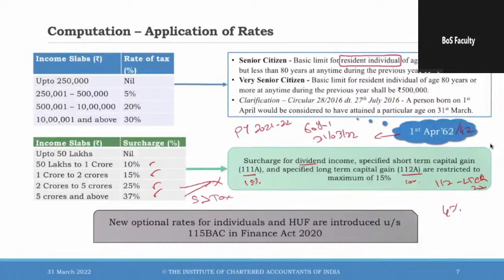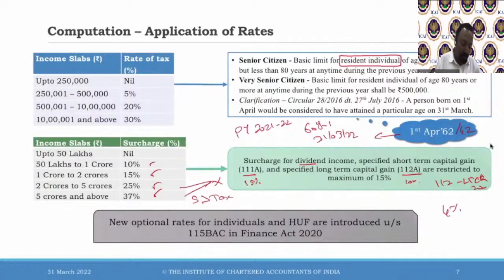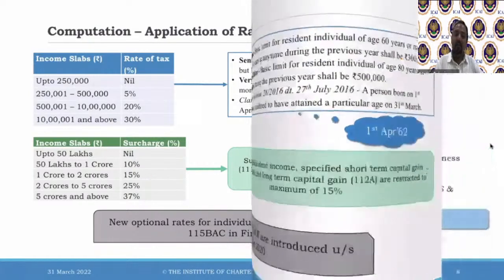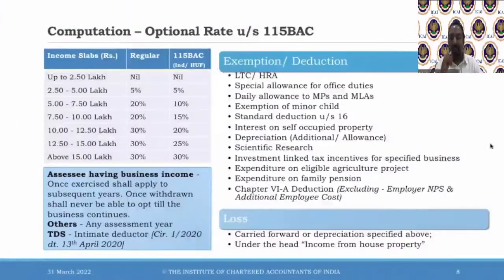With respect to this Finance Act 2020, there is a new rate introduced under section 115BAC. So we need to understand what exactly this 115BAC is. 115BAC gives you a slab for every 2.5 lakhs. You need not remember it at all. It is very simple. For every 2.5 lakhs, there is a 5% increase.